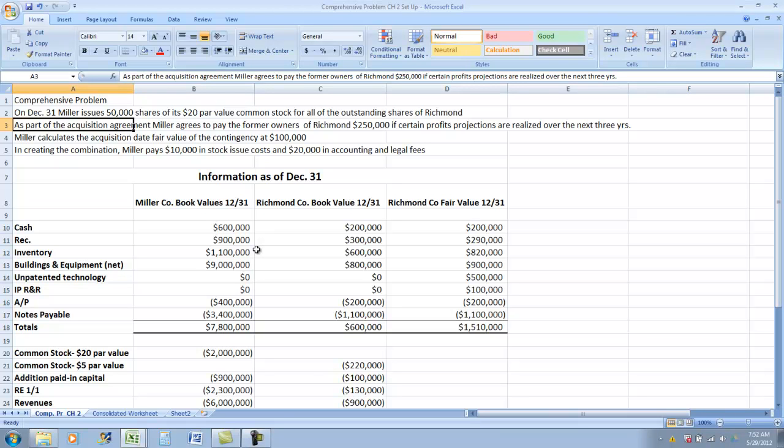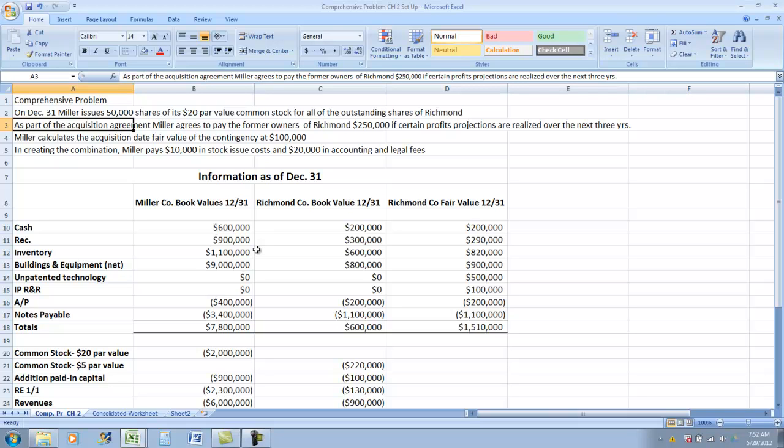On December 31st, Miller issues 50,000 shares of its $20 par common stock for all the outstanding shares of Richmond. As part of the acquisition agreement, Miller agrees to pay the former owners of Richmond $250,000 if certain profit projections are realized over the next 3 years. Miller calculates his acquisition date fair value of the contingency at $100,000.